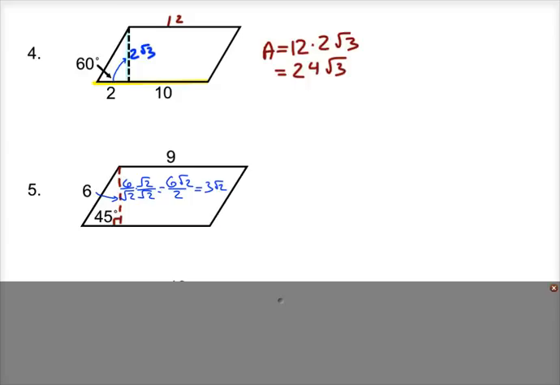Now on to my formula. So parallelogram, area is base times height. My base is 9. My height, I figured out, was 3 square roots of 2. So my final area, 9 times 3 is 27, and square root of 2 has no change.